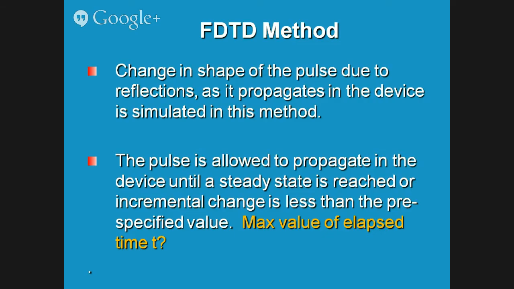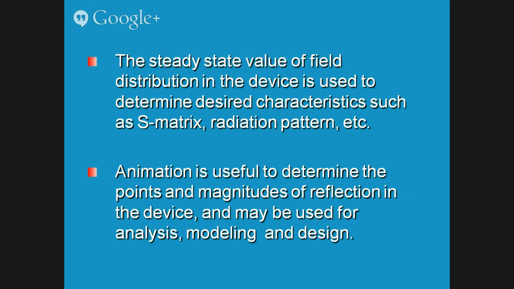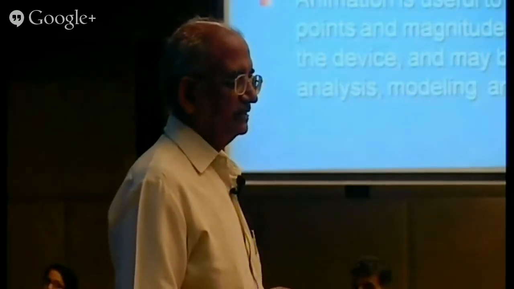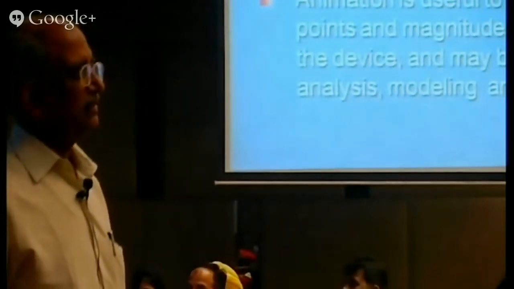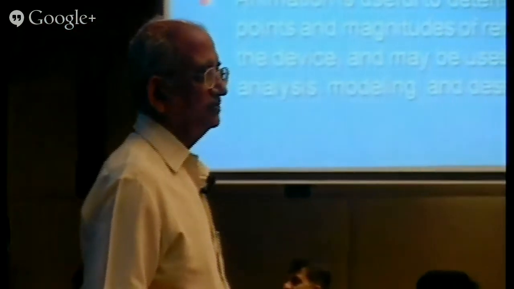Now, the steady state value of the field distribution of the device is used to determine the desired characteristics such as the S matrix, radiation pattern, etc. And the animation we generate as the wave propagates is used to determine the points and magnitude of reflection in the device, and may be used for analysis, modeling, and design. It looks simple as far as simpler problems are concerned, but its importance seems to be more and more when we are trying to work out complex problems.